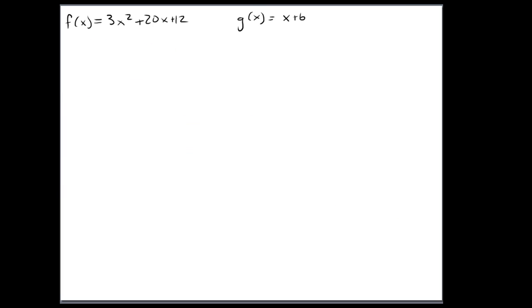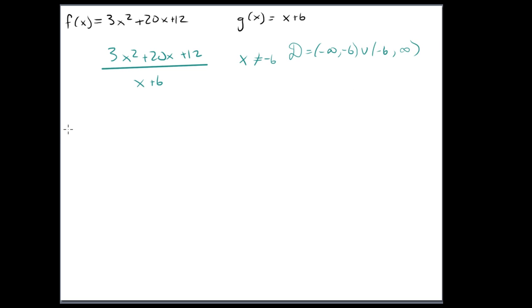One last thing to do, and that's find the quotient and its domain. So that's 3x squared plus 20x plus 12 divided by x plus 6. So x cannot be equal to negative 6. The domain's going to exclude that, negative infinity to negative 6, unioned with negative 6 to infinity. Is this in simplest form? Does this factor? Well, we can't just straight factor out a 3. 3 times 12 is 36.